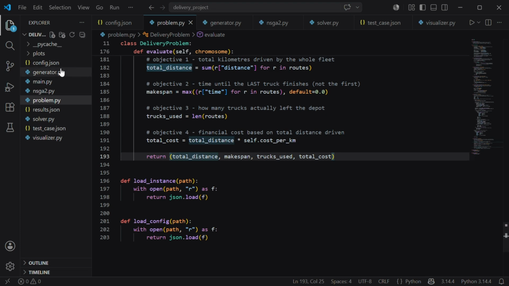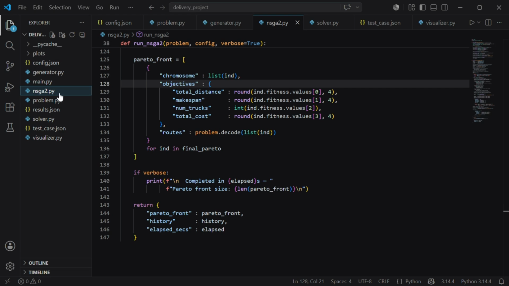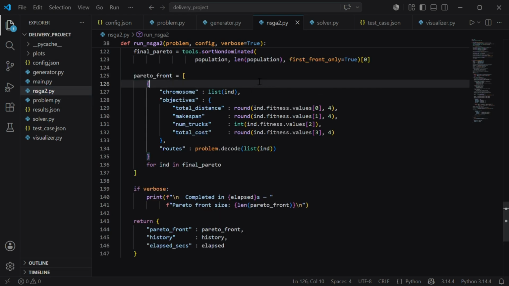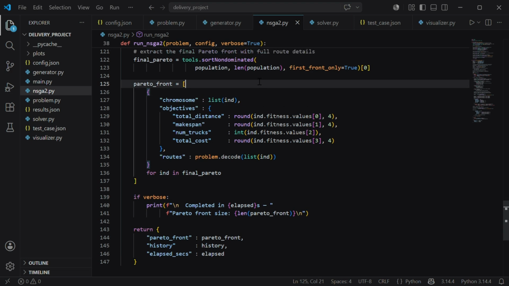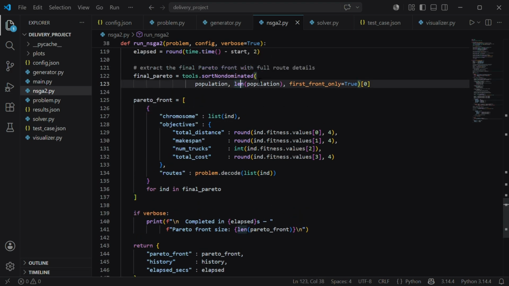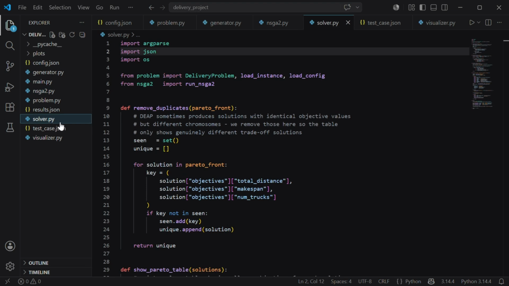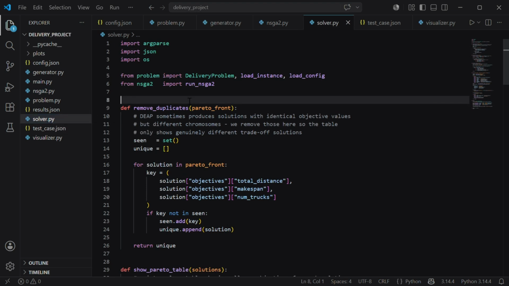Then we also have NSGA-II.py. In NSGA-II.py is where the NSGA-II algorithm runs, and we use the DEAP library for that. Then we also have solver.py. In solver.py, solver runs everything together and saves the results.